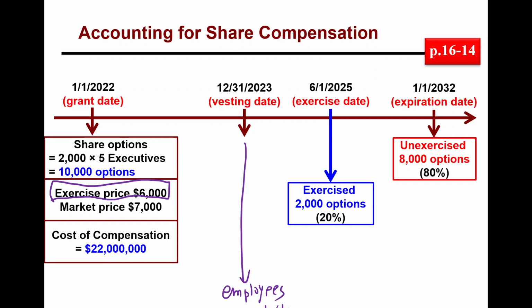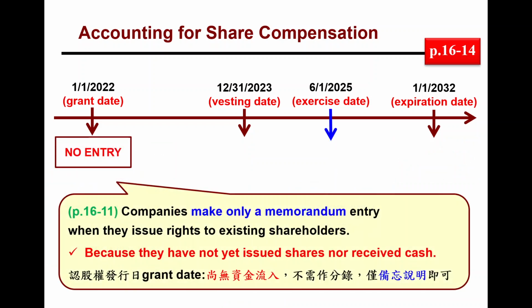So on the grant date, you told your employees, I'm going to give you the options, but only if you meet my requirement. Is it a transaction or not? It's not. So no journal entry. You don't need to record anything. You just tell your employees, please stay at my company 2 more years, then you will really earn the right. So on the grant date, they didn't get anything.